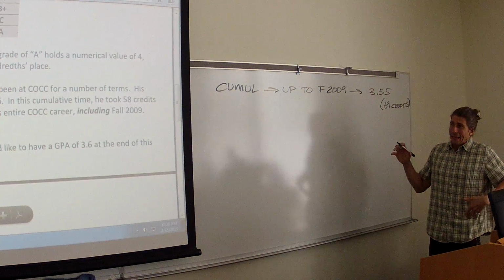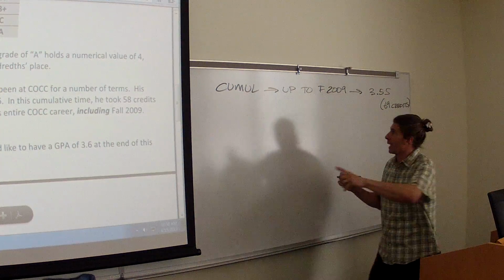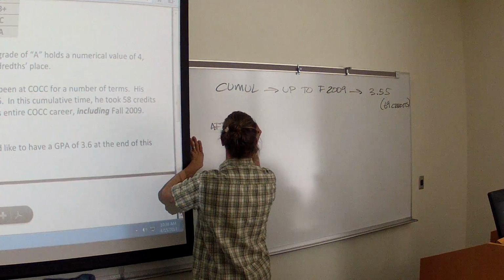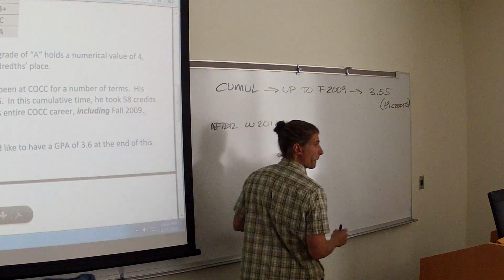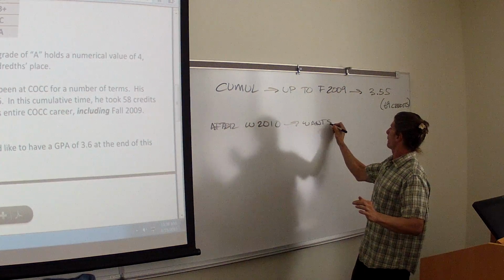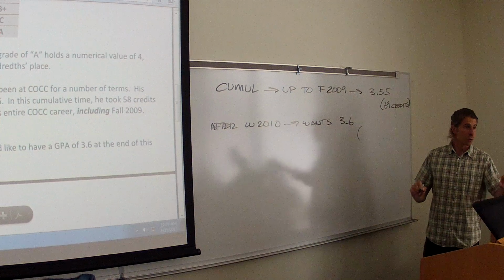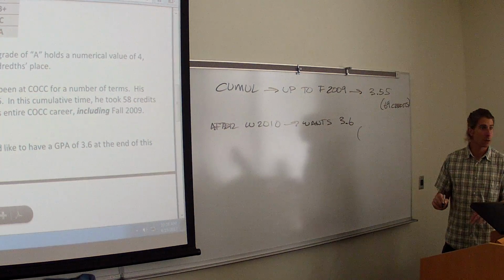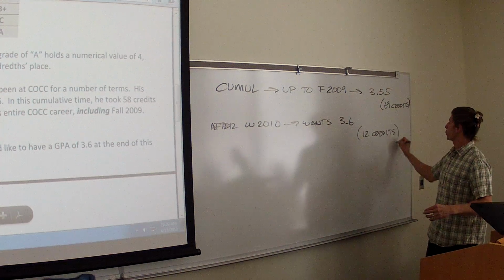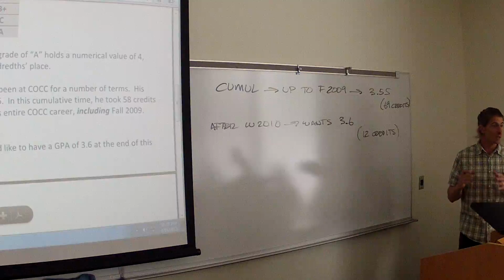Now, this student wants to have a GPA of 3.6 after winter term 2010. How many credits is the student going to have in winter term 2010? 12 credits. Believe it or not, this is one step past Lou Dobbs' question.